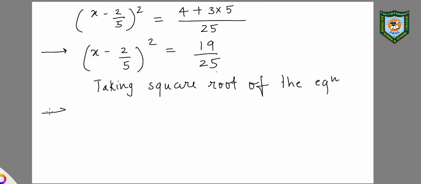So this gives me (x minus 2) by 5 is equal to plus minus under root 19, and under root 25 is equal to 5. So I don't need to write under root 25. I can directly write it as under root 5.